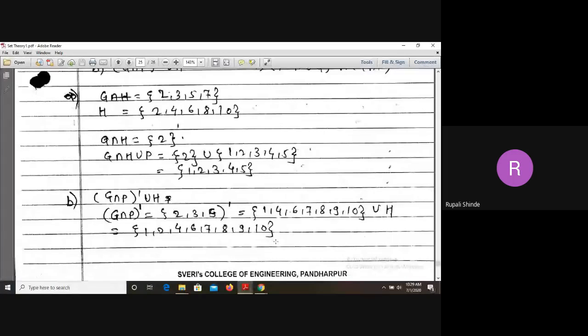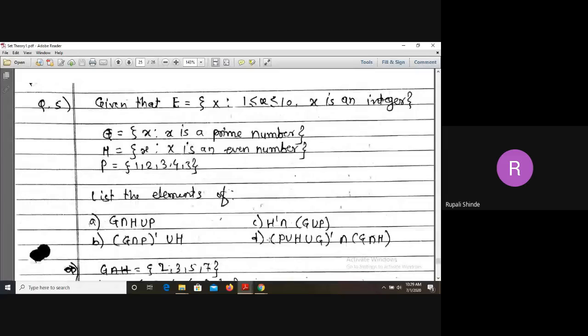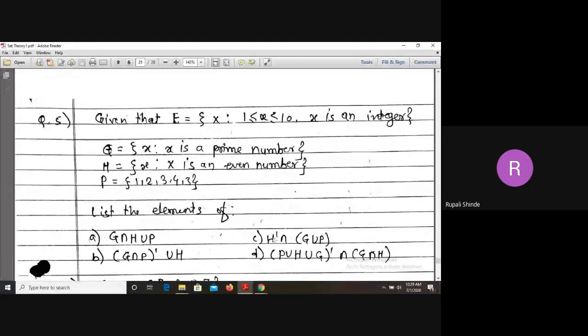Okay. So likewise you have to solve the examples. So try this next example and tell the answer. H complement intersection G union P. So take 2 minutes and solve this example and tell me what answer you have got.